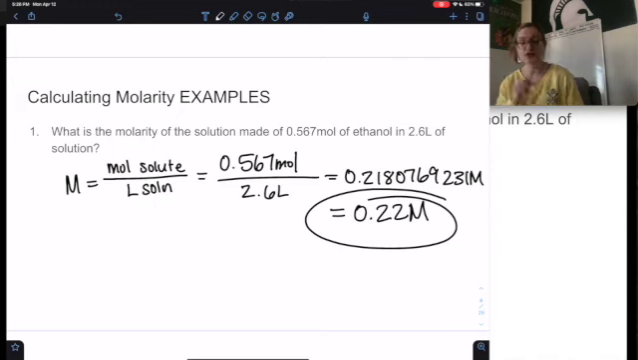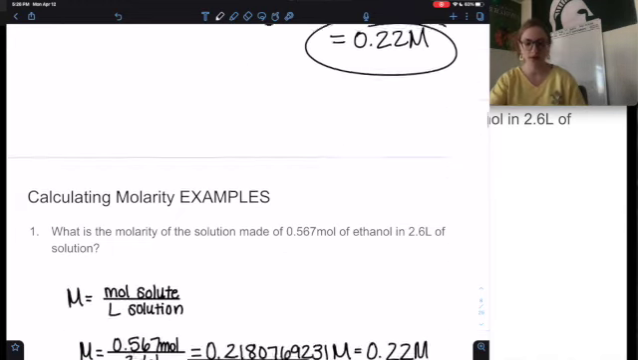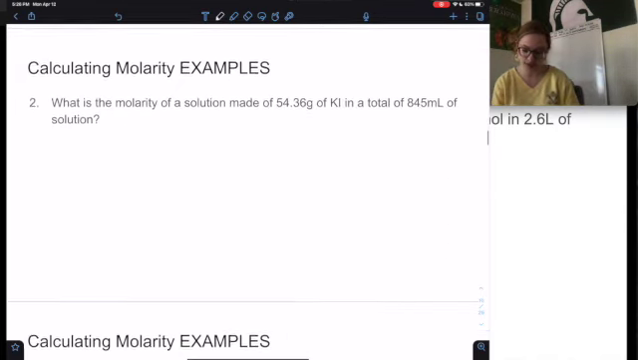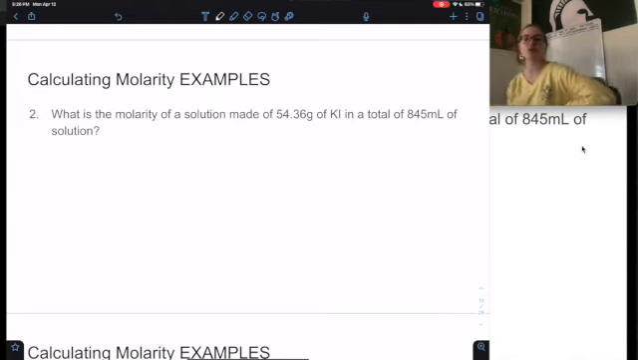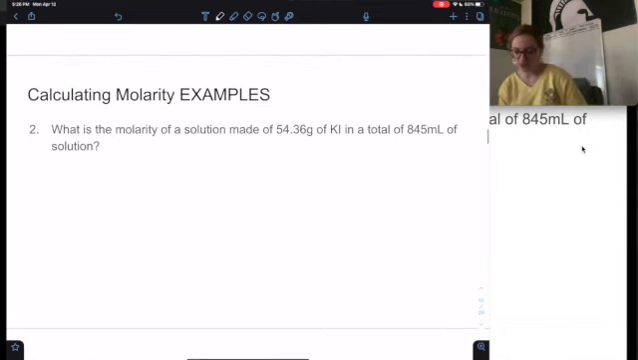Okay, so that is your first example there. Let's go ahead and do the second example in this section. We want to know what is the molarity of a solution made of 54.36 grams of KI in a total of 845 milliliters of solution.